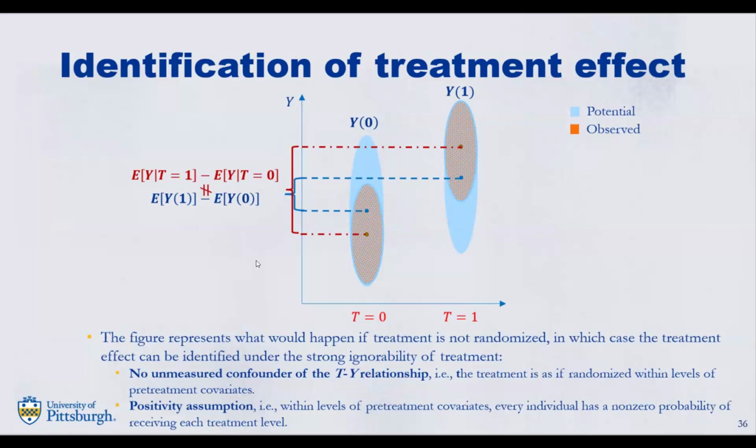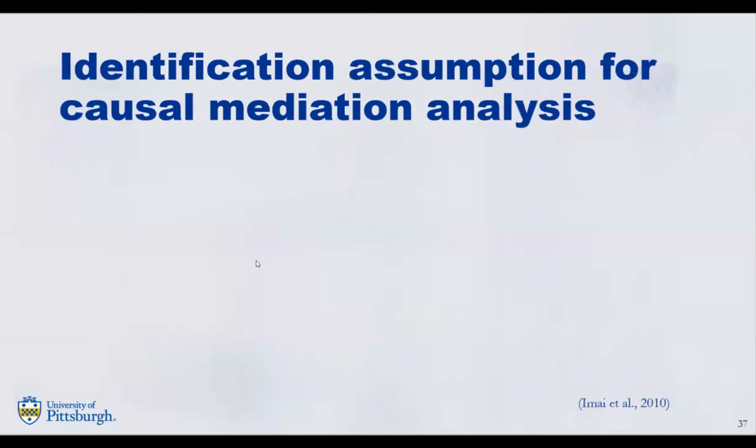So far, we have used these two plots to illustrate the identification of the total treatment effect. But as we mentioned, this course is focused on mediation and moderated mediation. So what about the identification assumption for causal mediation analysis? We're going to extend that to sequential ignorability.